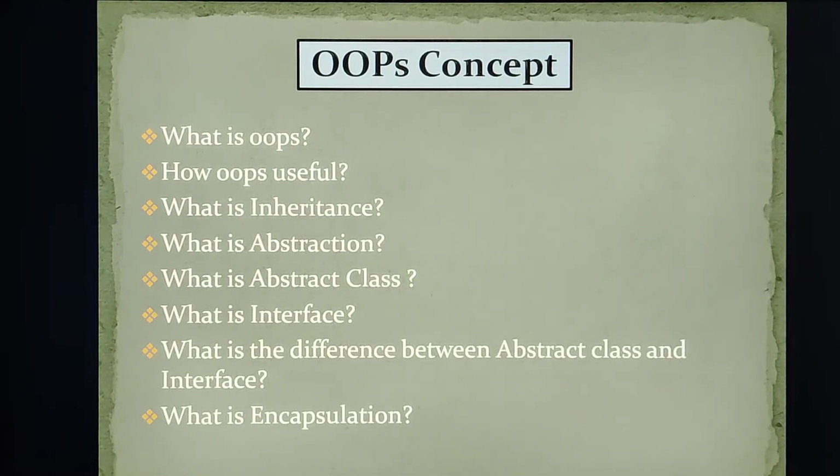So guys, in the last two videos we covered what is OOPS, how OOPS is useful, and what is inheritance. These three things we covered in the part 1 video. In the second part we covered what is abstraction, what is abstract class, what is interface, what is the difference between abstract class and interface, and what is encapsulation. From abstraction to encapsulation we covered in the second part.